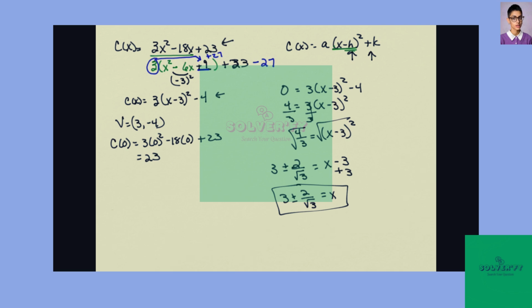So we're going to do that. Here's me a quick sketch. I have my vertex, which is at (3, negative 4), 1, 2, 3, 1, 2, 3, 4, right here. Now, we could go ahead and use my x-intercepts here to sketch. To do so, I would need to go to my calculator. So I'm going to say 2 divided by the square root of 3.